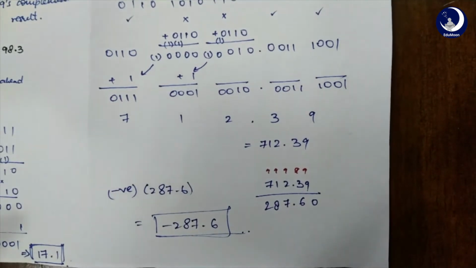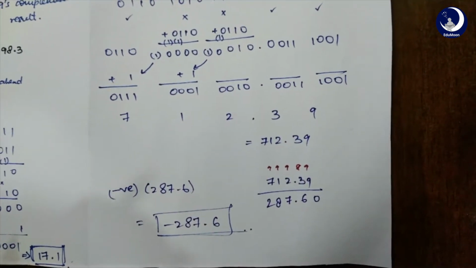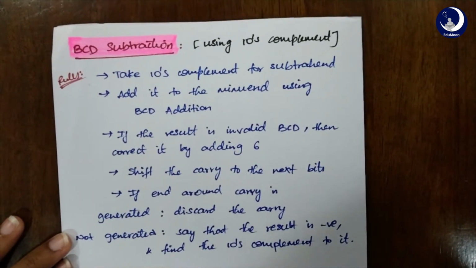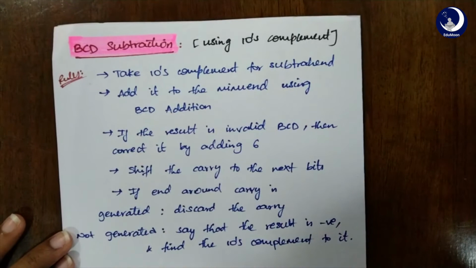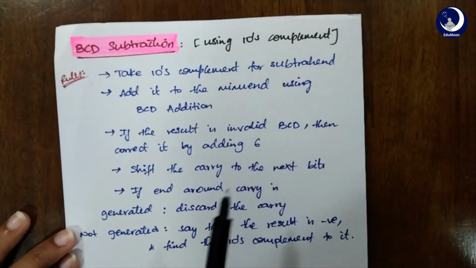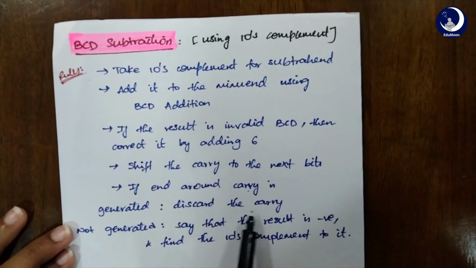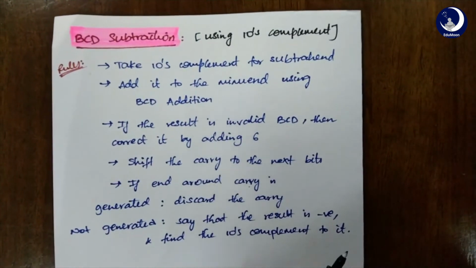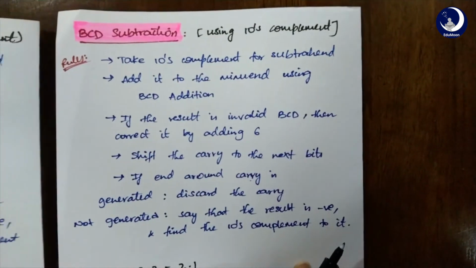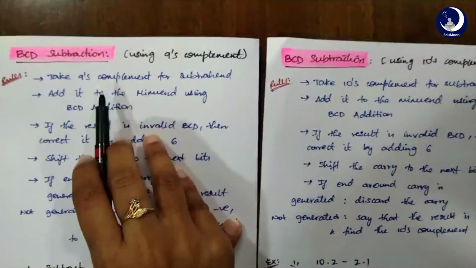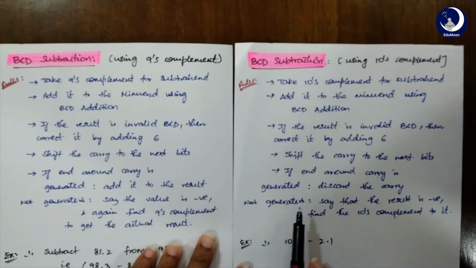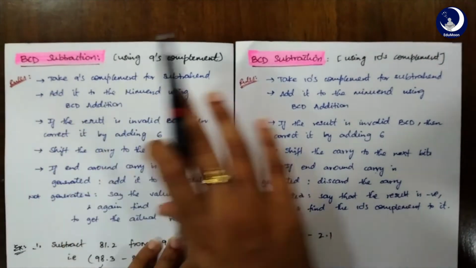Now let's check how to do BCD subtraction using 10's complement. BCD subtraction using 10's complement is almost similar to using the 9's complement. Only a few points are altered apart from those rules. First, we take the 10's complement of the subtrahend, and then if an end-around carry is generated, we discard the carry. According to the 9's complement, the only changes are here: 9's complement, and here it's 10's complement. And if an end-around carry is generated, we add it to the result; here, we discard the carry. The rest are all similar.